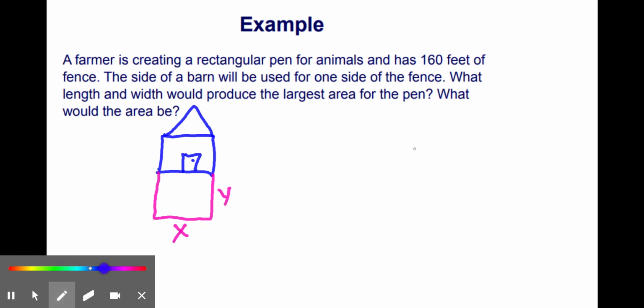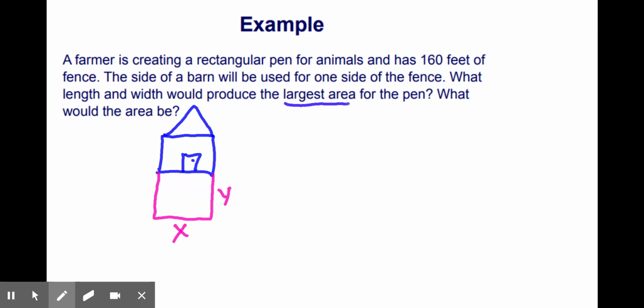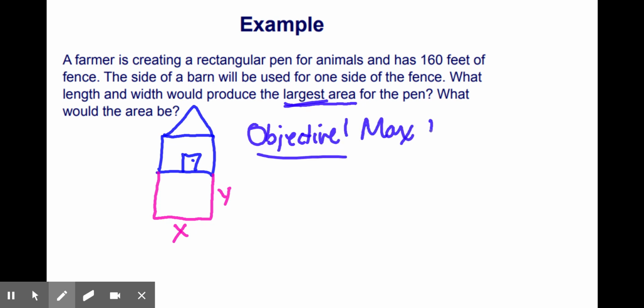He wants us to find the length and the width that would produce the largest area for the pen. So largest area, he wants us to maximize this. So the objective, what does he want us to accomplish? He wants us to maximize the area of the pen. The area of this pink rectangular pen is X times Y.